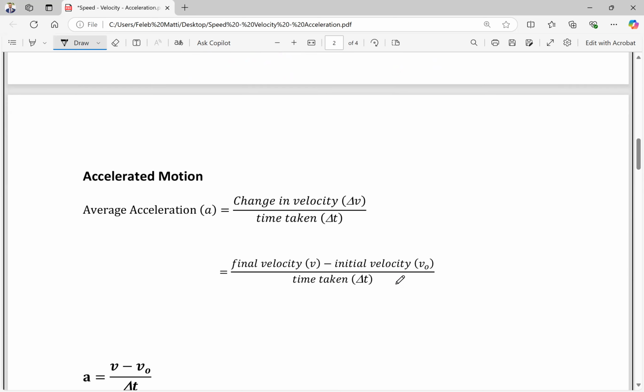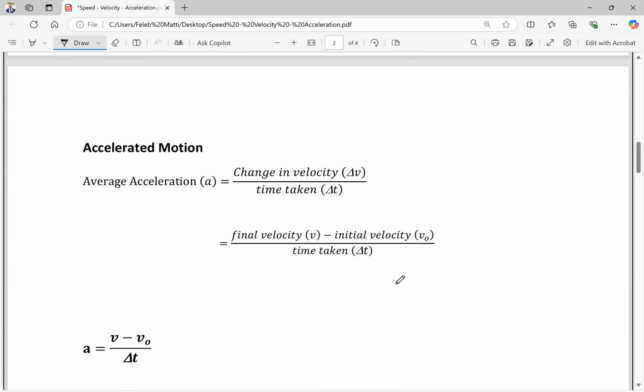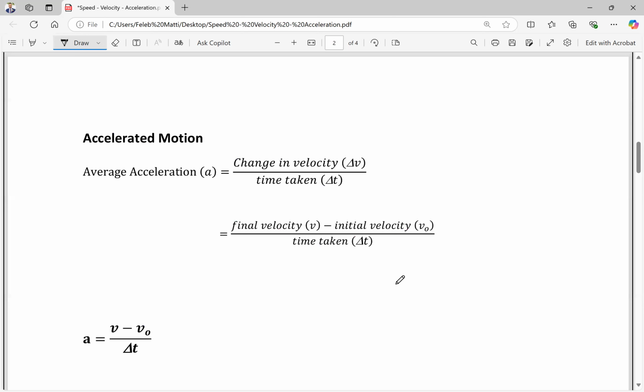Imagine you are driving and you are increasing your velocity from 0 kilometers per hour to 60 kilometers per hour. In this case, because the velocity is changing, we can find the acceleration, the average acceleration. So the average acceleration equals final velocity minus initial velocity, which equals the change in velocity over the time taken.